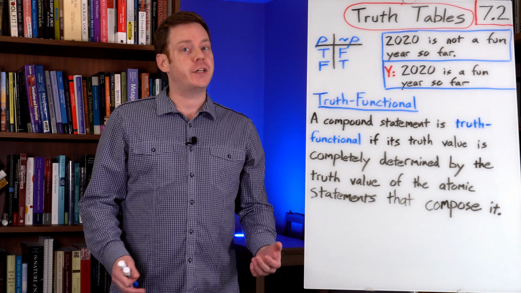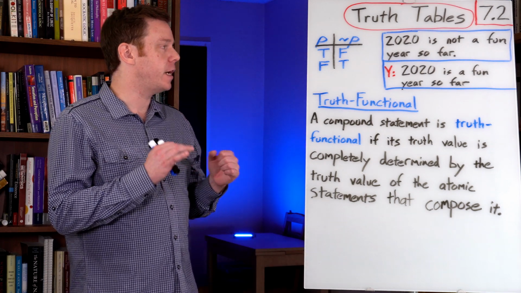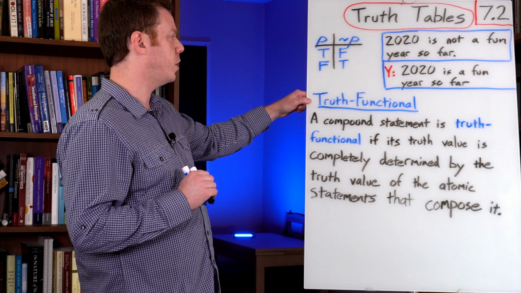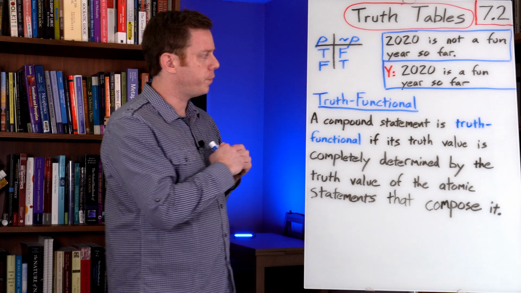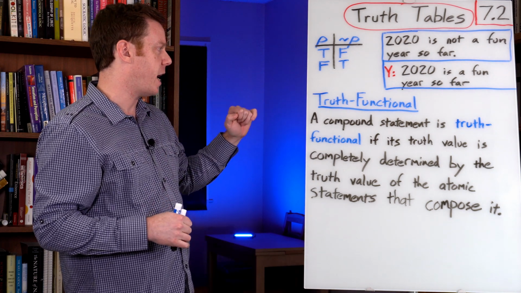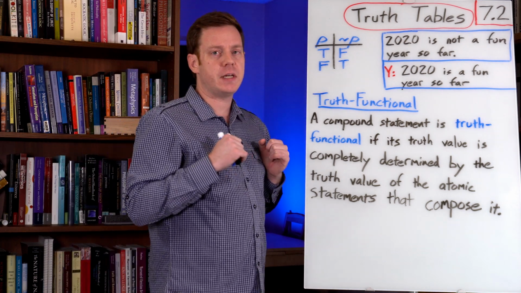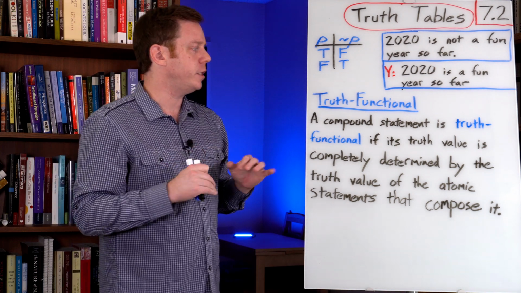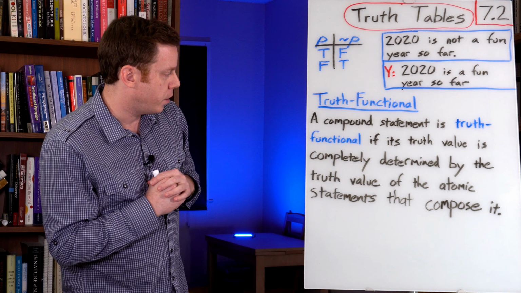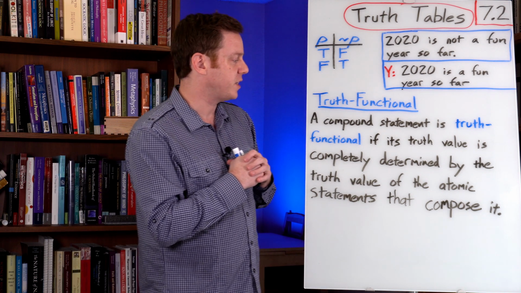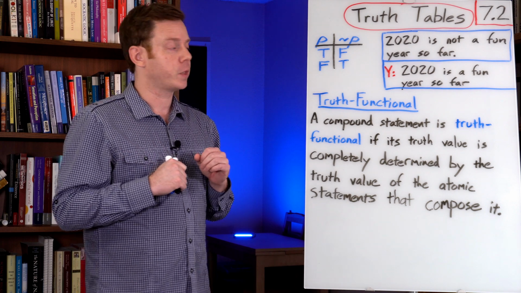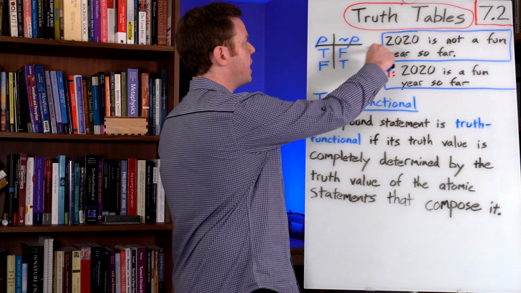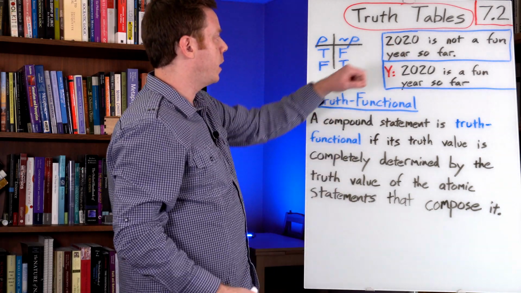Now, the main idea behind truth tables is that they are truth functional. So what does it mean to be truth functional? Well, this is a nice definition to have. A compound statement is truth functional if its truth value is completely determined by the truth value of the atomic statements that compose it.